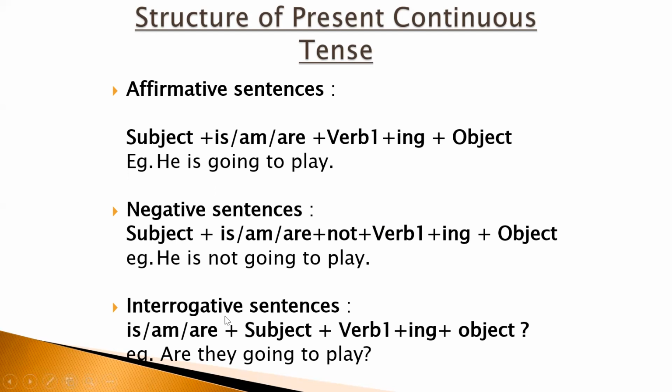Now, let us see the interrogative sentences. In this case, this helping verb is, am or are will come in the beginning of the sentence, followed by subject, first form, ing, object, and at the end we will use question mark. So, the example will become, are they going to play? Here if the subject is they, so according to they, the helping verb will be are. Are they going to play? If the subject is he, then it will be is he going to play, and don't forget to add question mark at the end. Okay, so this was the structure.